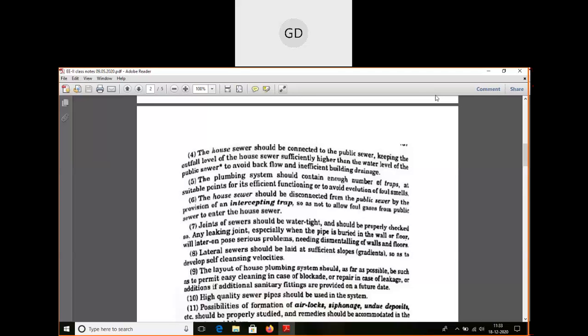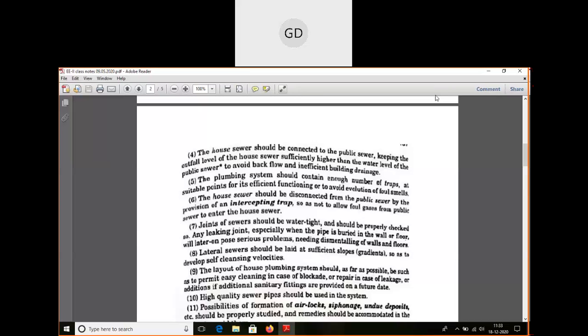So the next is that the plumbing system should contain enough number of traps at suitable points for its efficient functioning or to avoid evolution of foul smells. Now, what a trap is, we will be discussing in a later topic. So the plumbing system should always contain enough number of traps at suitable points for its efficient functioning and to avoid foul smells.